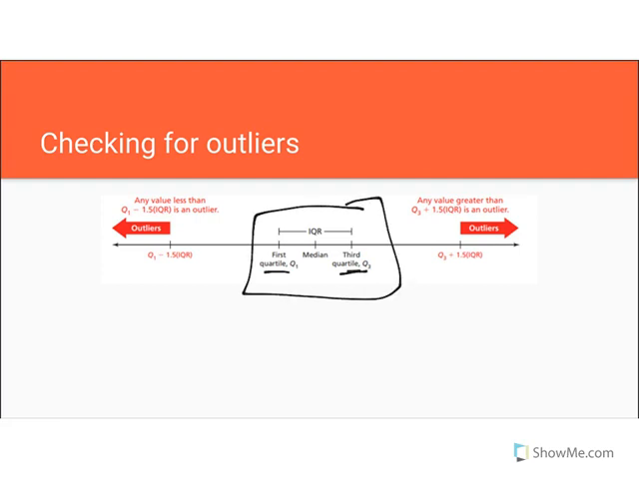Now if I want to find an outlier, a small number, to find out where the outliers would be, it's going to be Q1, your first quartile, minus 1.5 times your IQR. Anything less than that is an outlier. Similarly, on the other side, I use that IQR. I take 1.5 times my IQR, and I add that to my third quartile. Anything bigger than that is going to be considered an outlier.